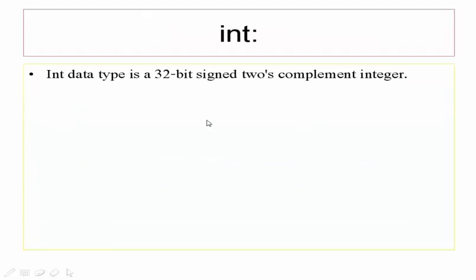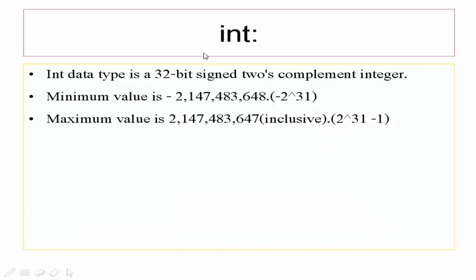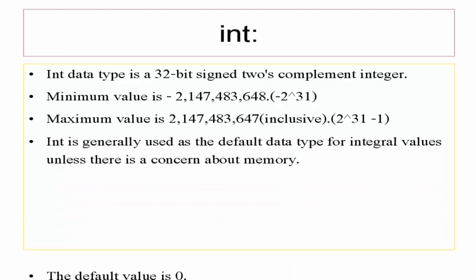Now here comes the most popular and the default primitive data type for integral values, which is int. It is a 32-bit signed 2's complement integer. The minimum value it can store is -2 to the power 31, and the maximum value it can store is +2 to the power 31 minus 1. It is generally the default data type for storing integral values. The default value stored in an int is 0.